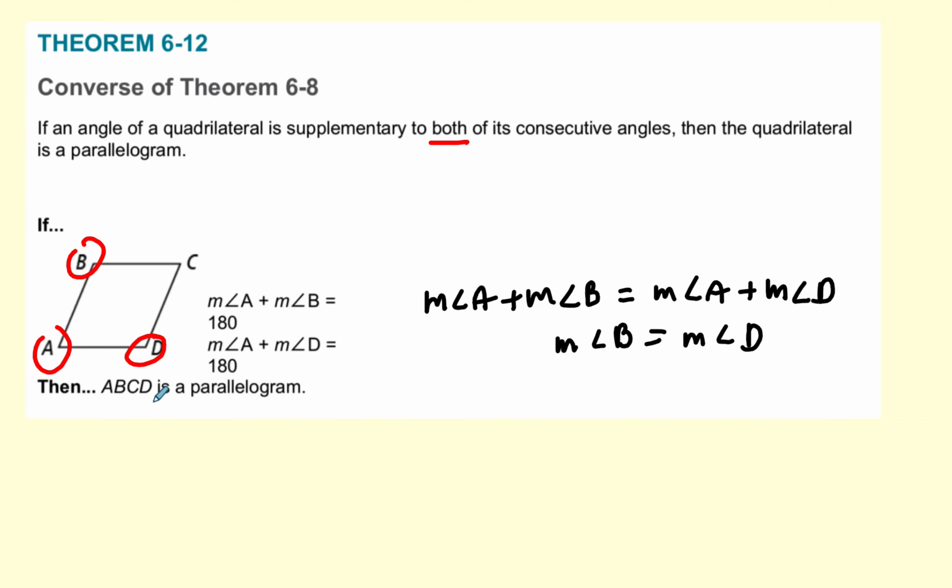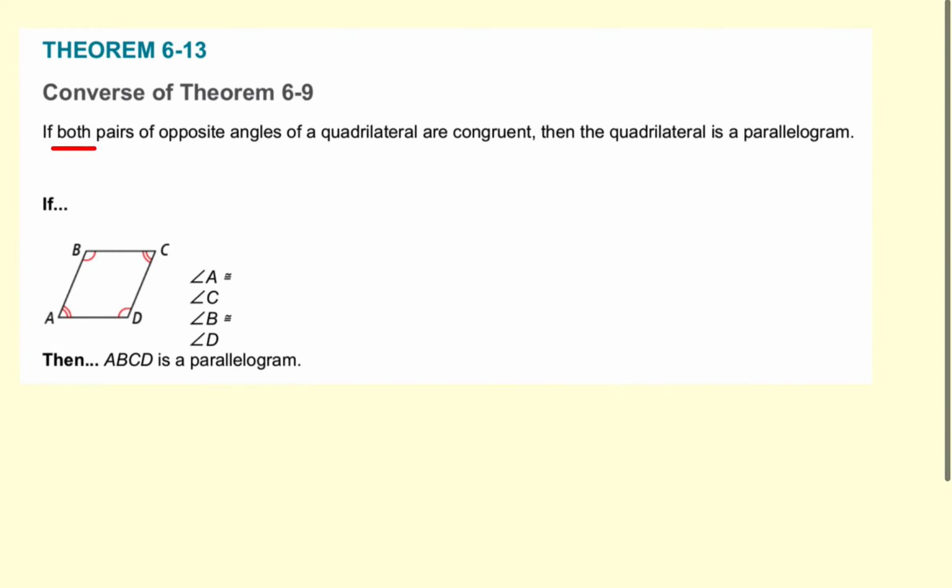Now, there's another very interesting thing. Not only do we get these parallel lines here once these are supplementary, I want you to notice that these two angles add up to 180, and these two angles add up to 180. And if you subtract angle A from both sides, you're going to get angle B and angle D. What I want you to notice is that in this situation, B and D are going to be equal, and so will A and C, which leads to our next theorem that says if both pairs of opposite angles of a quad are congruent, then the quad is a parallelogram.